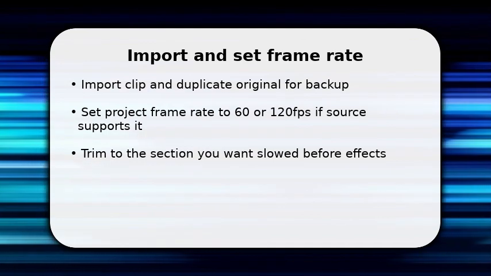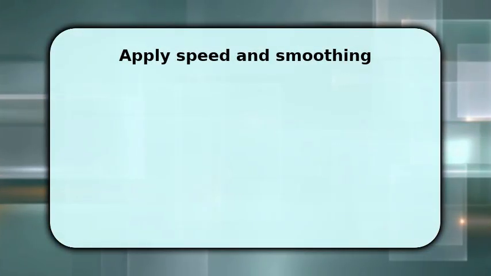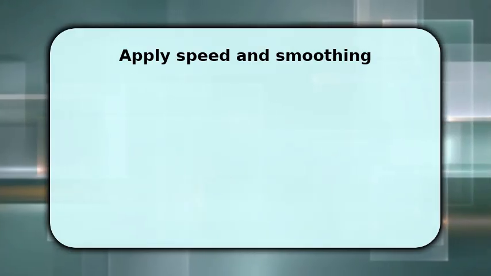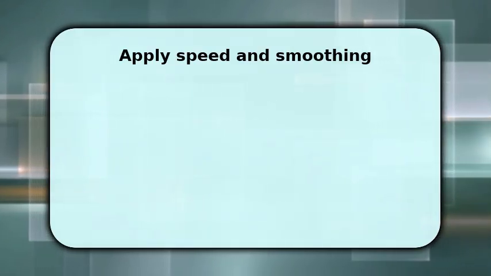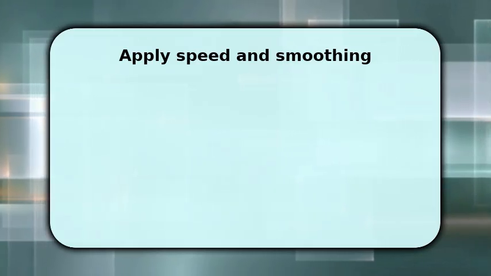With the clip selected, open speed and choose normal to pick a precise rate, 0.5, 0.25, or a custom percentage, because exact values avoid uneven pacing. Then switch on optical flow or frame interpolation. This generates intermediate frames to smooth motion instead of choppy frame repeats.